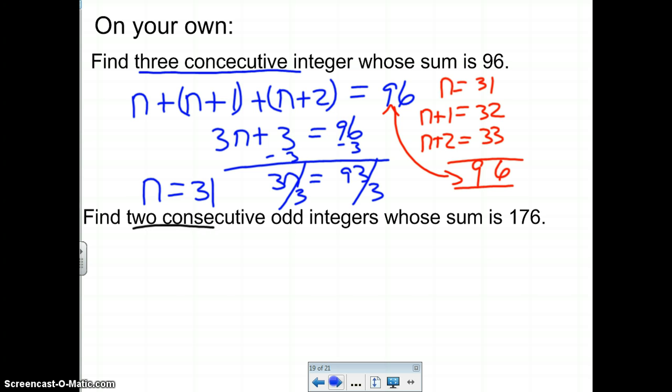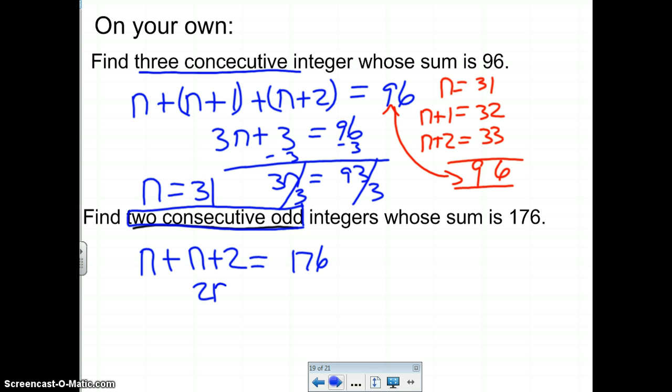Here I only have 2 consecutive integers, and they're odd. Again, even though they're odd, my first integer is n. My next integer is going to be 2 away, so it's n plus 2. And that's going to equal 176. So in this case, I have 2n plus 2 equals 176. Subtract 2, subtract 2. We end up with 2n equals 174.